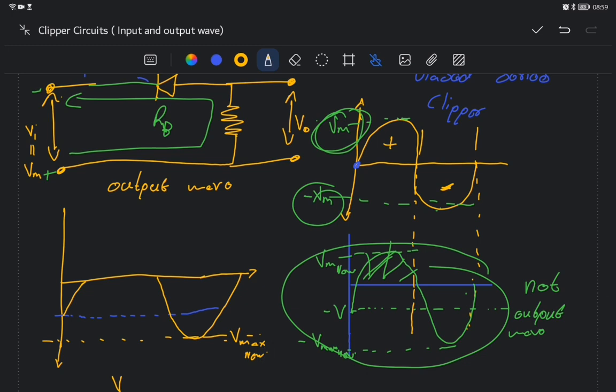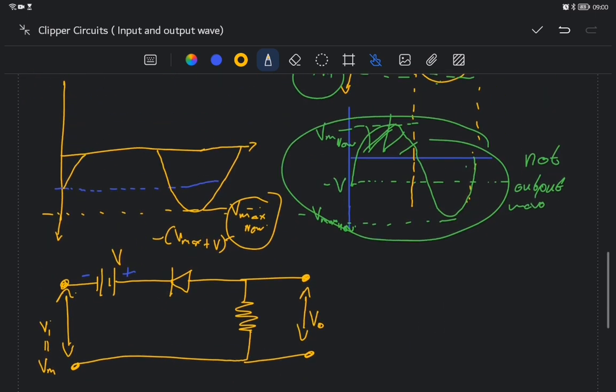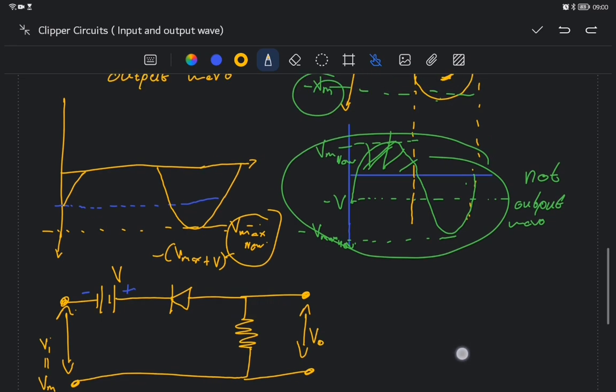Well, if you want to indicate this Vmax as something else, you can indicate it as negative Vmax plus V, referencing to the circuit itself. So I feel like that's about it. But now let's go into another circuit, the other circuit on the different side, where I have changed the polarity of the battery, and let's check the effect of that polarity there.